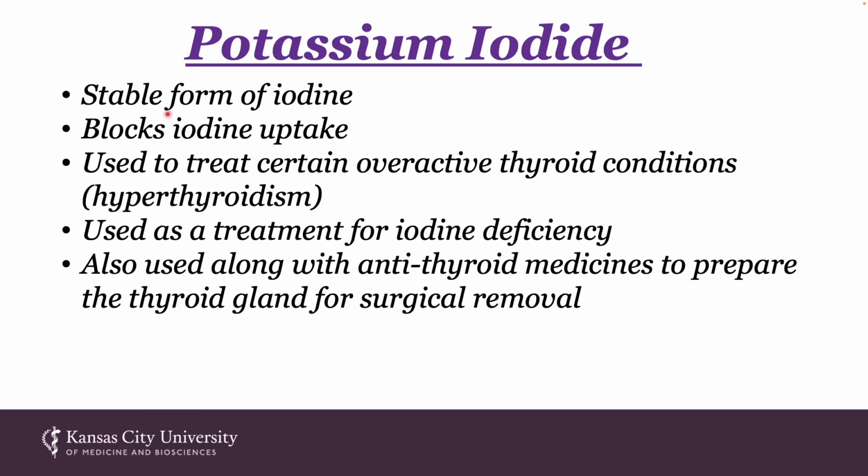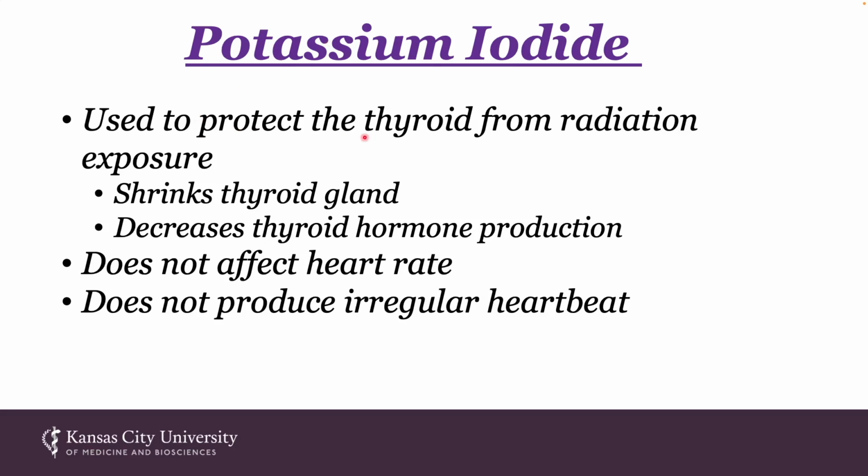Potassium iodide is a stable form of iodine. When given to your patients, this blocks iodine uptake. It's used to treat certain overactive thyroid conditions. It's used as a treatment for iodine deficiency. It's also used in conjunction with antithyroid medicines to prepare the thyroid gland for surgical removal. Potassium iodide can also be used to protect the thyroid from radiation exposure. Potassium iodide will shrink thyroid glands in your patients, decrease thyroid hormone production, and does not affect the heart rate and does not produce an irregular heartbeat.